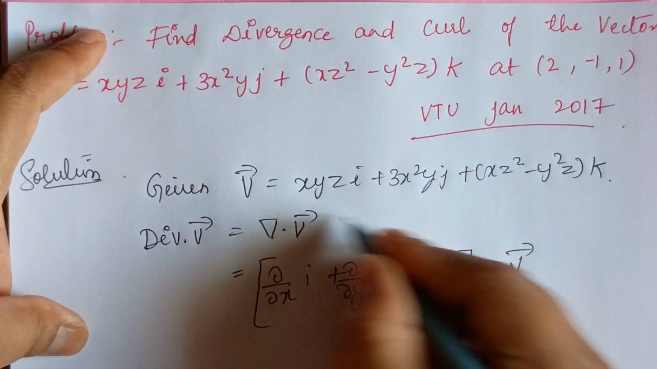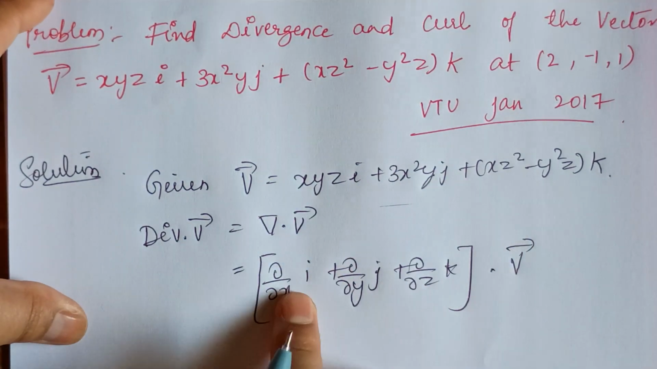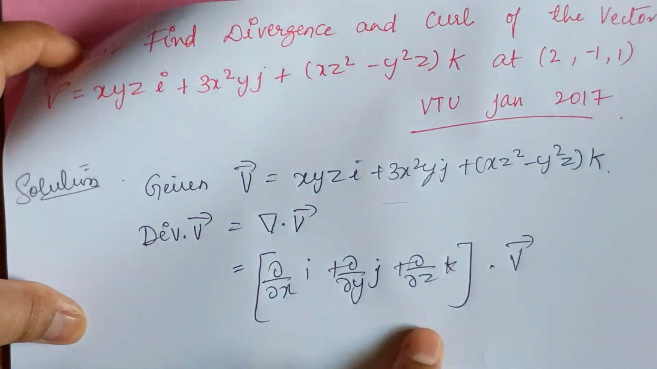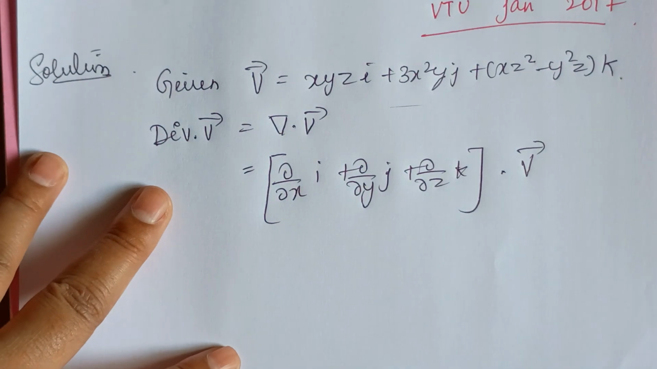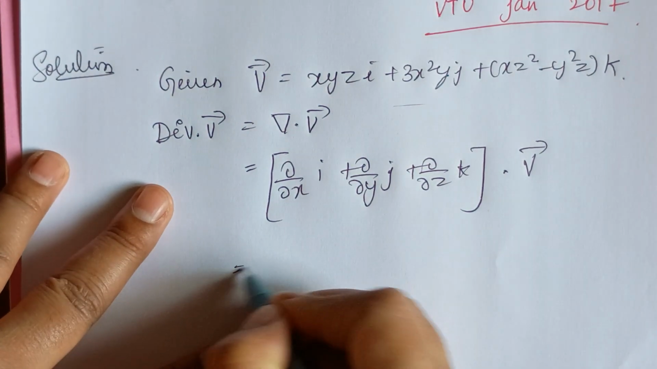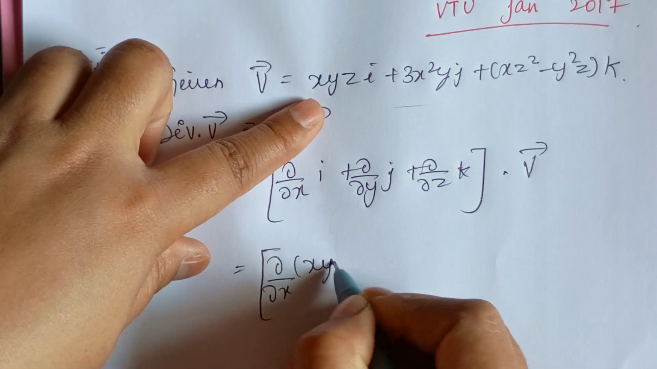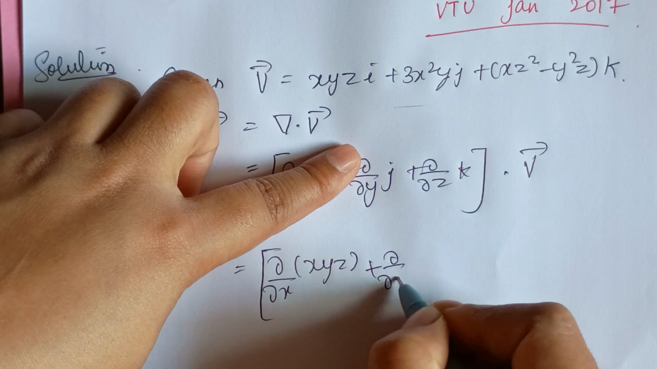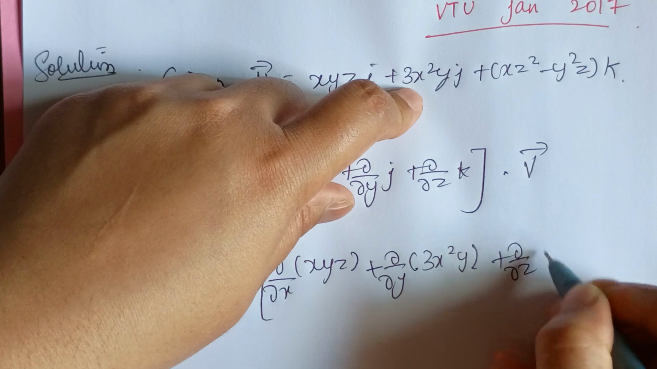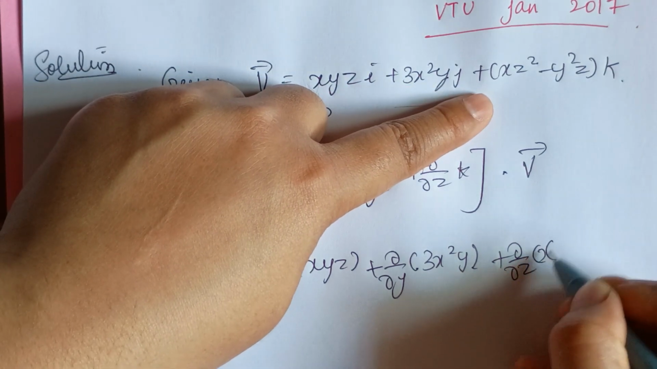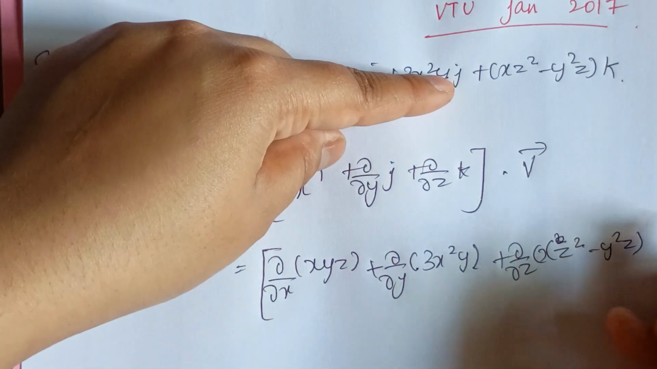I'll just write it down. This is the vector v. Now just multiplying the corresponding elements, ii will get cancelled, jj will get cancelled, kk will get cancelled. That is, k into k is 1, j into j is 1 and i into i is 1 in the dot product. So I will get ∂/∂x of xyz plus ∂/∂y of 3x²y plus ∂/∂z of xz² minus y²z.